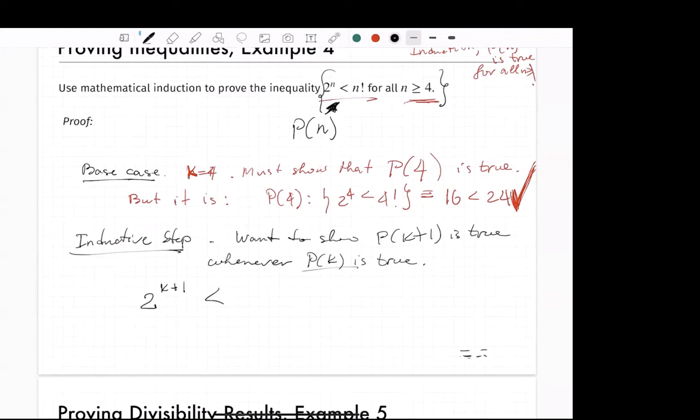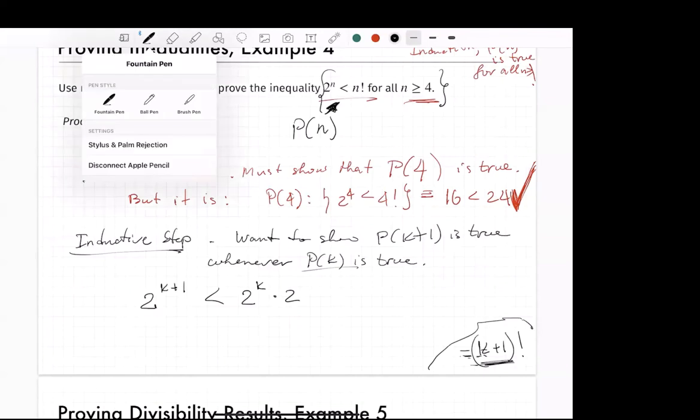K plus 1 factorial. Yeah, yes, exactly. K plus 1 factorial. That's what I want to prove. Okay, so let's start. 2 to the k plus 1. What do I do? I'm kind of lost. You help me out because I'm lost. How do I show this? I want to get to k plus 1 factorial. Can I write this down as 2 times, how should I write this down? 2 to the k times 2, let's say.